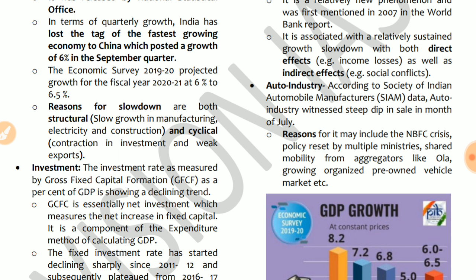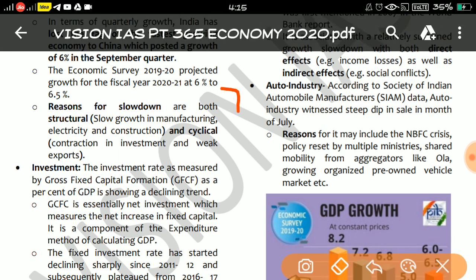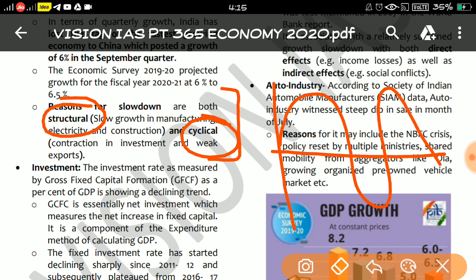Okay, and apart from that, what are the reasons? So basically we are talking about two kinds of reasons in this slowdown. One is structural, and another is cyclical. You must be knowing that the economy is like this. Okay, there will be a boom period, and there will be a slowdown as well.